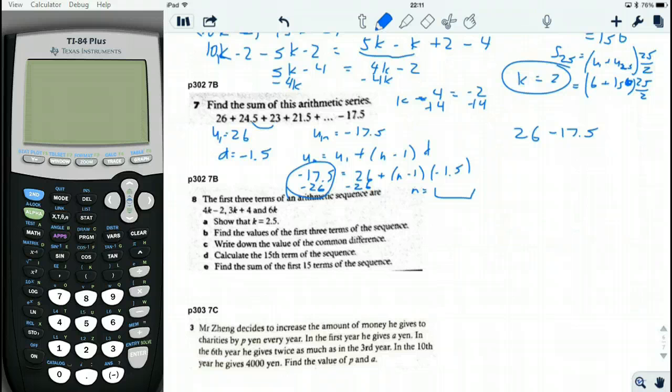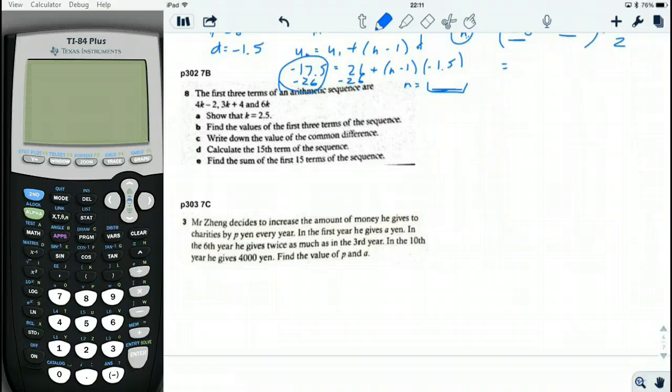Then we take that n, and we put it in the expression for Sn. We have u1, which is 26, and we have un, which is negative 17.5, and we just put the n here, and we divide by 2, and we find what the sum of the series is, because we know n. I'll leave that for you to do.